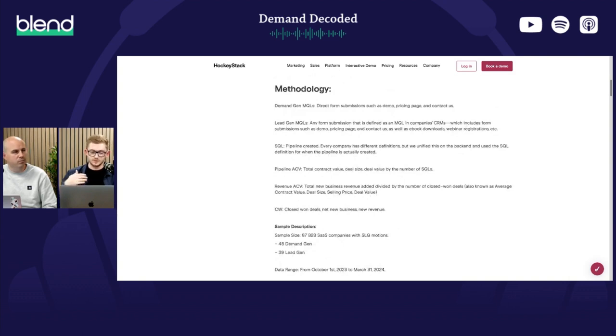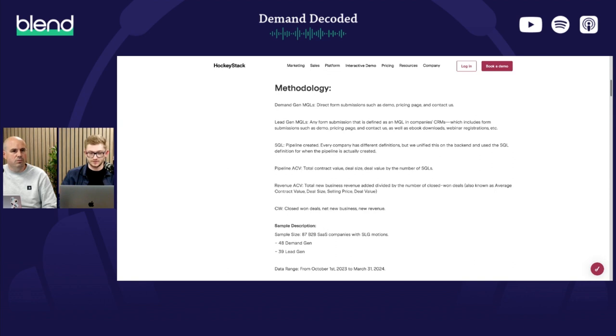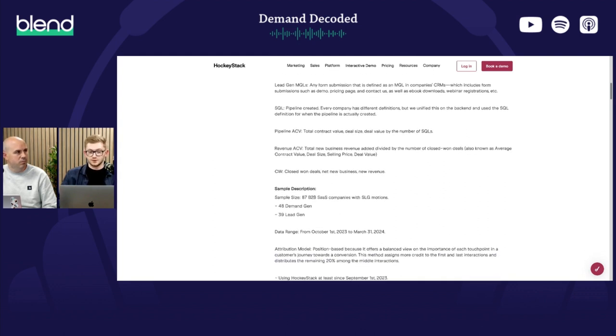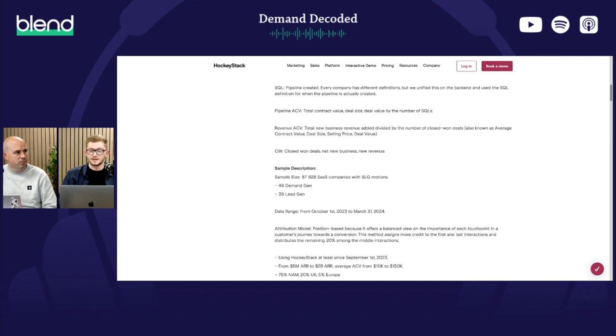So in terms of definitions used throughout, demand generation MQLs are defined as direct form submissions like demo requests, pricing page, and contact us. Lead generation MQLs are any form submission that's defined as an MQL in a company's CRM. That can include those things as well, like demo requests, pricing page, contact forms, but it can also include ebook downloads, webinar registrations, things like that. SQL is pipeline created. Simple as, obviously, every company creates pipeline in different ways at different stages. It means different things. It's hard to have a unified pipeline definition. Indeed. So it's just pipeline, and I think that's the best you can do here, really.